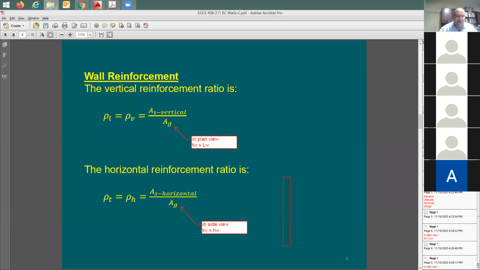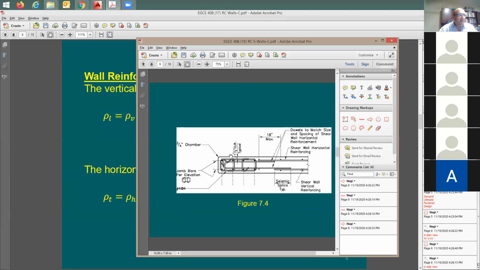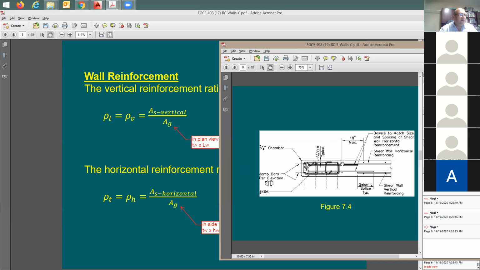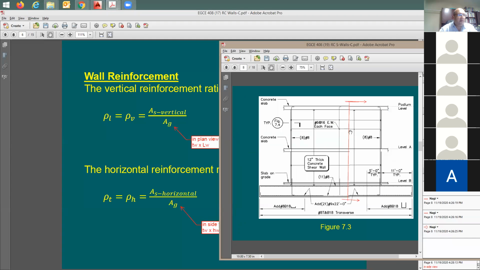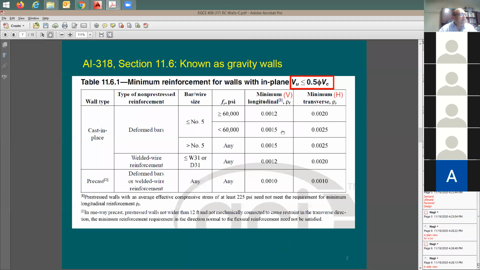Are we clear on this? Here's the length of the wall multiplied by the thickness when you do the vertical steel ratio. But if you're going to be cutting a section this way, right? The cross section area is going to be equal to the height multiplied by the thickness because you're looking at the section like this. And this gives you the wall thickness perpendicular to the screen. Okay.